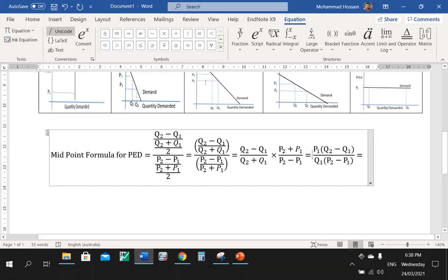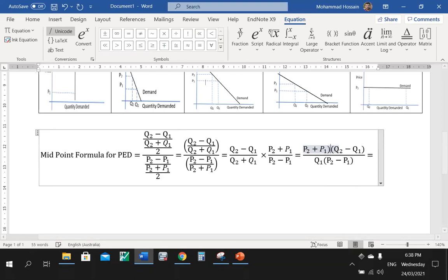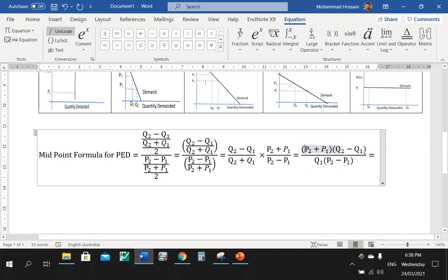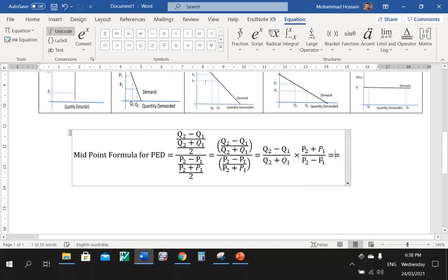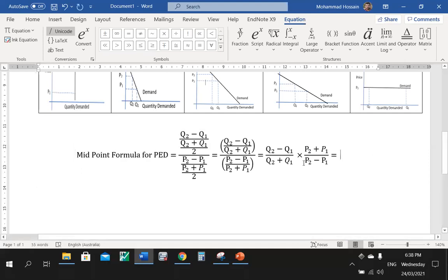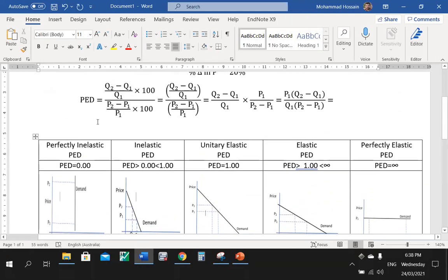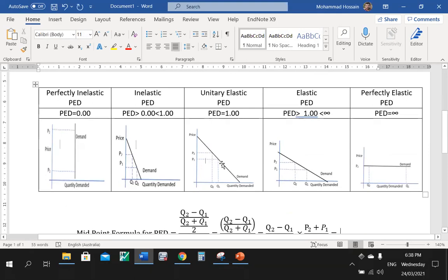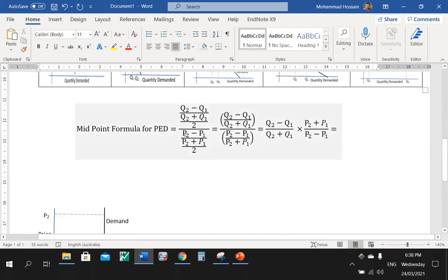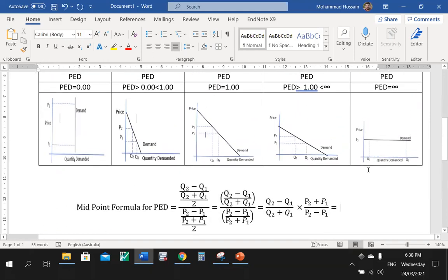Okay. So if you want to put it in a better figure, you can show it like this. And ultimately the same thing. I don't think this will be just useless to write. That's it. That's the midpoint formula. Now the rule remains the same. If the answer comes out as 0, this; within 0 to 1, this; within just 1, this. So it will remain the same. The rule remains the same. Just a different formula. It will give you exactly the same answer.